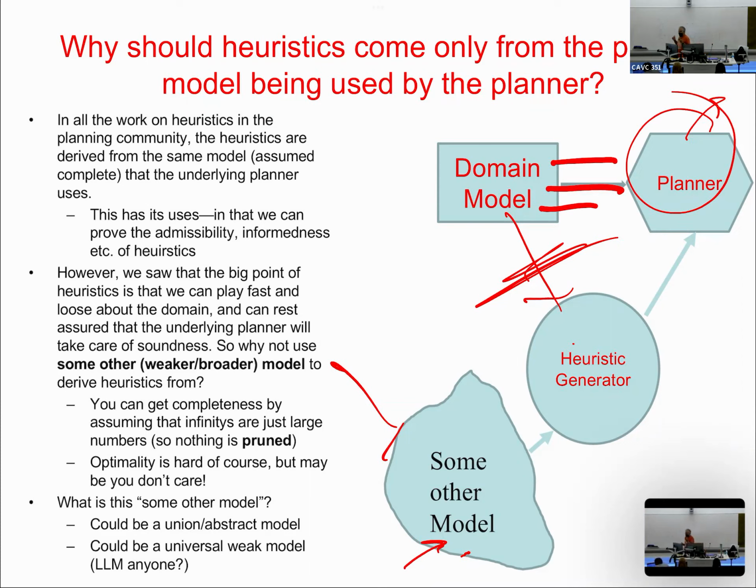So the underlying planner is sound, so it will never ever give a solution that is not actually correct with respect to its domain model. Soundness is guaranteed. Admissibility we won't get. Completeness we can get because of that discussion I told you earlier, where you change infinities to big numbers. You never pruned anybody. It just becomes an efficiency issue. You understand what I'm saying?